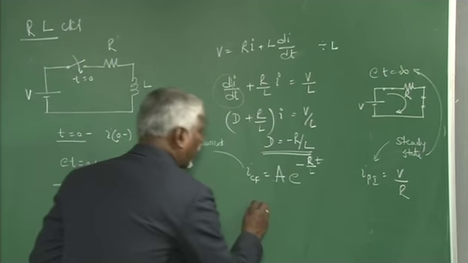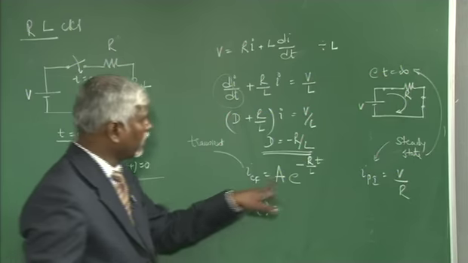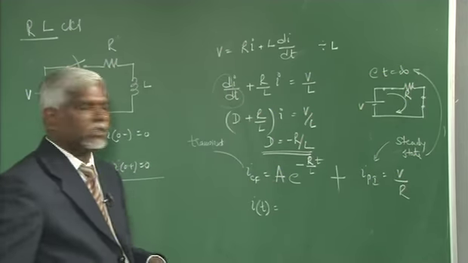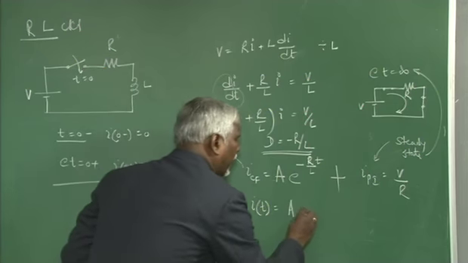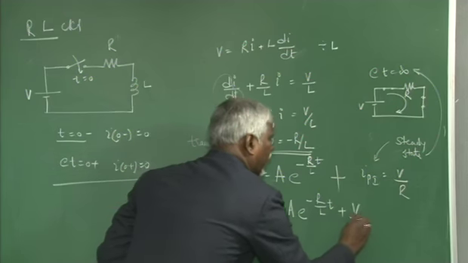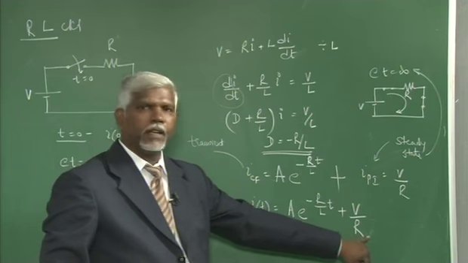So the expression for I, the current with respect to time, is a combination of I_CF and I_PI, these two put together. So it is A e to the power of minus R by L into t plus V by R, the complementary function and the particular integral.